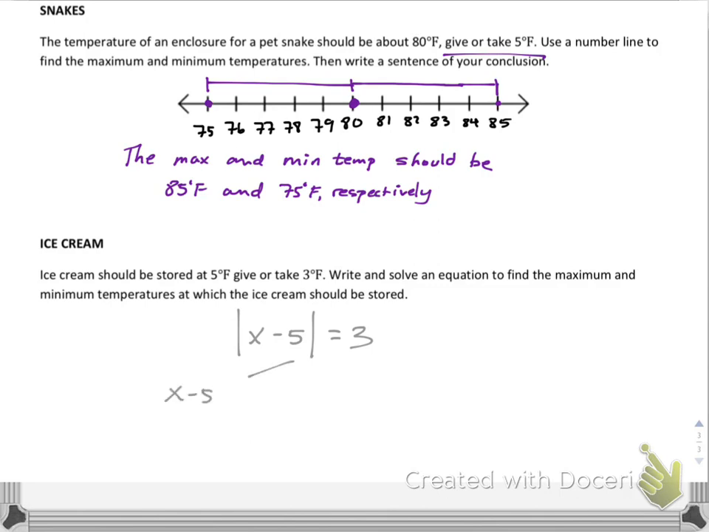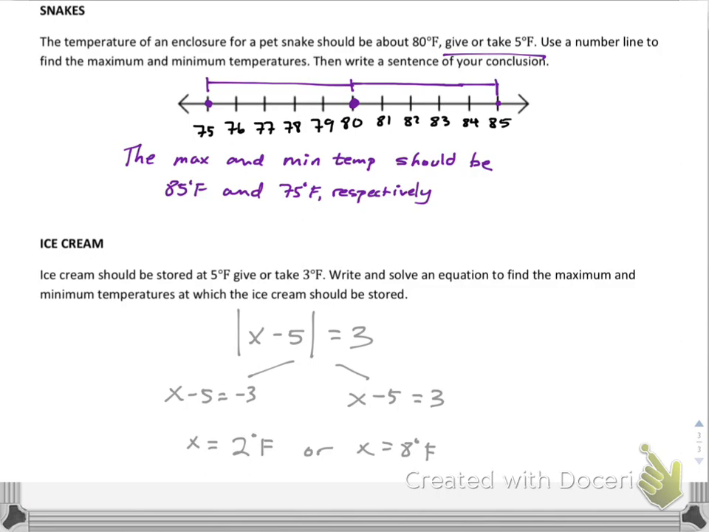So if I want to go 3 degrees colder, that means I'm going towards the negative direction, or if I want to go 3 degrees warmer, then I'm going in the positive direction. So my temperatures can be 2 degrees Fahrenheit, or it can be 8 degrees Fahrenheit. So those are my two options there.